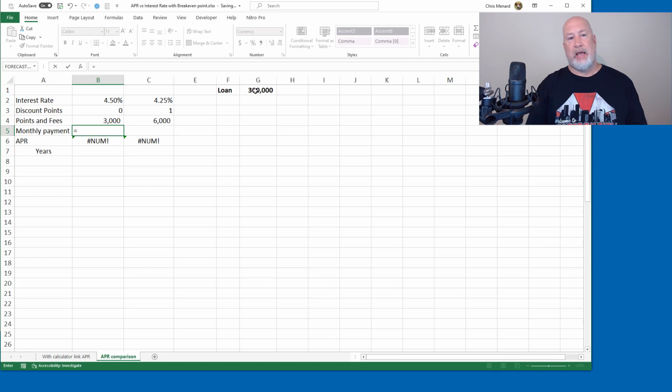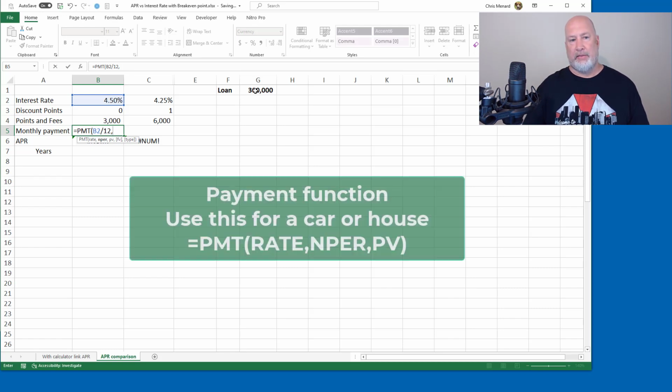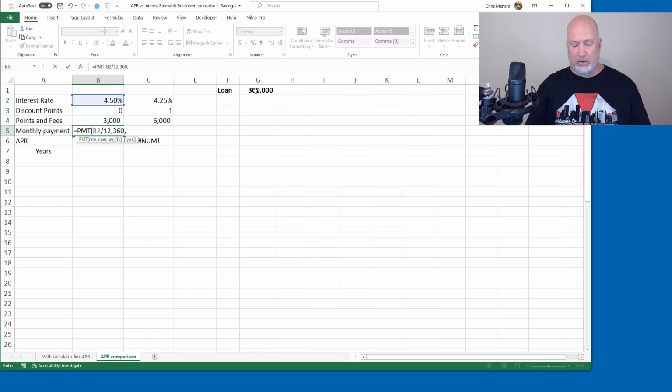So now here's the payment function. What is my interest rate? B2, I'm going to make it monthly, divided by 12, comma. How many periods am I paying? This is going to be a 30-year loan. 30 times 12 is 360, comma. What is the amount of money that I'm borrowing?